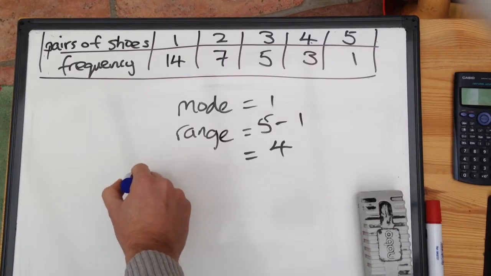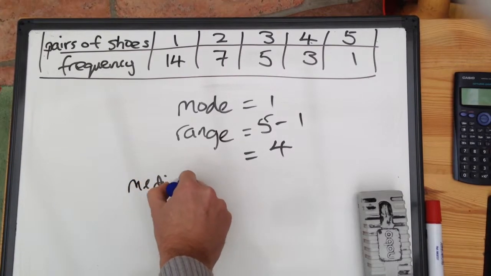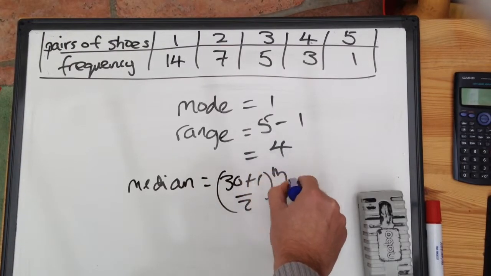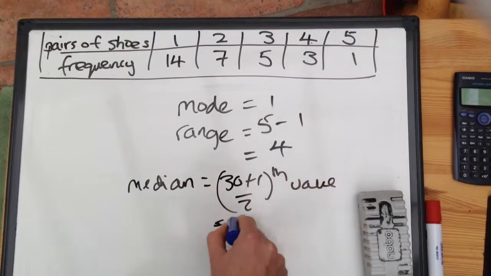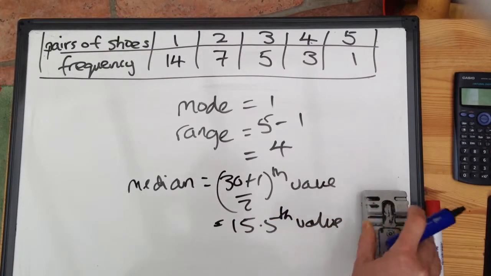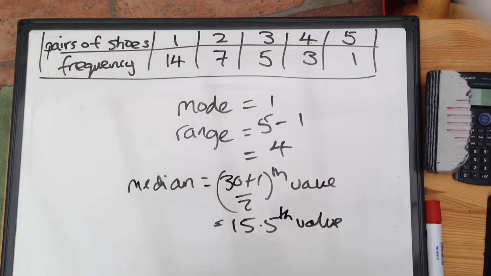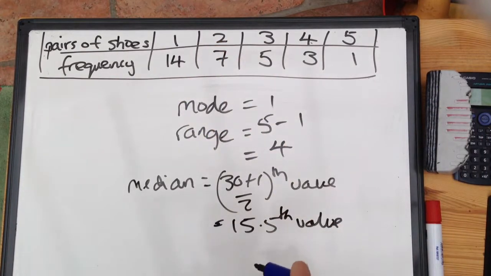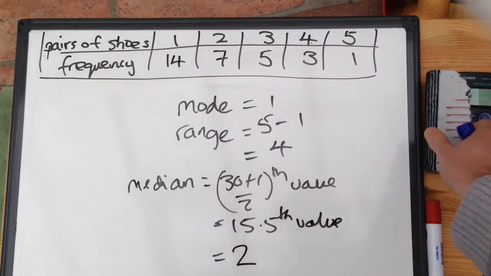As I said, we had 30 values, so the median is the 30 plus 1 divided by 2th value. In other words, the 15.5th value, halfway between the 15th and the 16th value. My first 14 values are 1s, so the median isn't in that group, it isn't a 1. My 15th value therefore is a 2, as is my 16th value a 2, so the 15.5th value is halfway between 2 and 2, which is 2. So the median is 2.